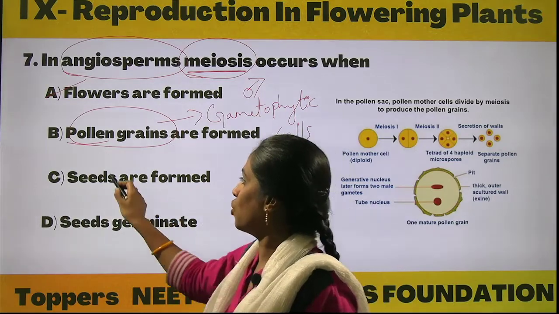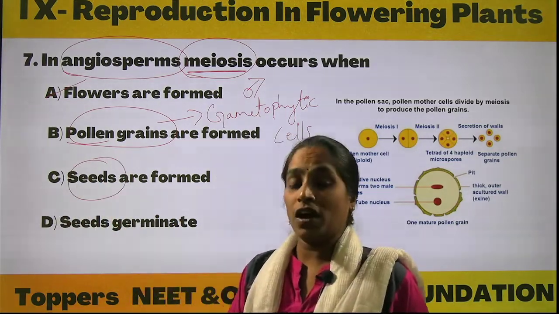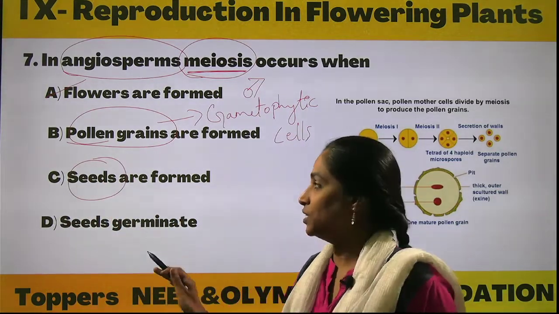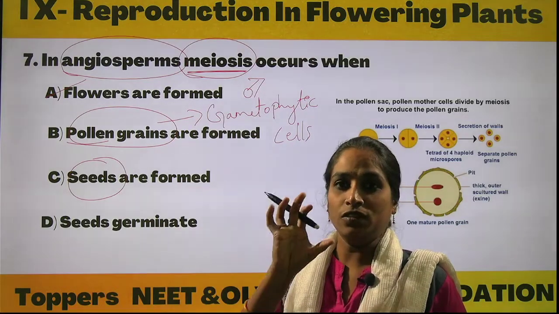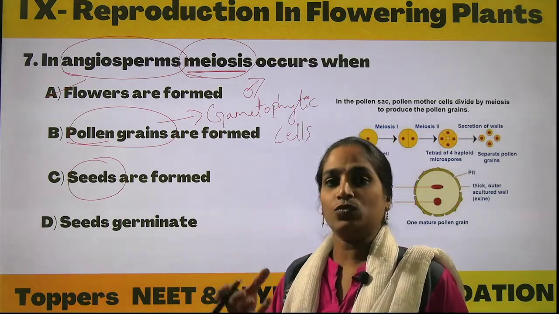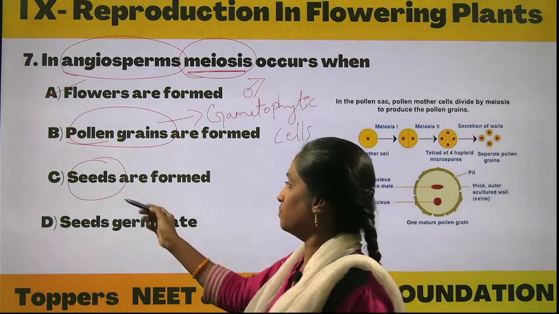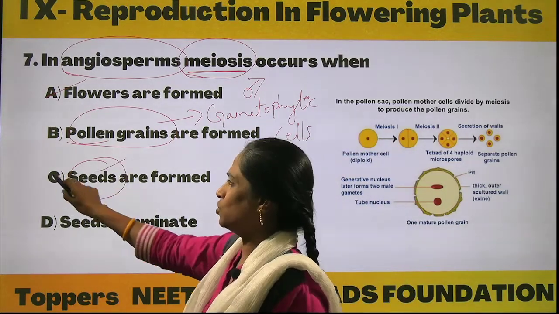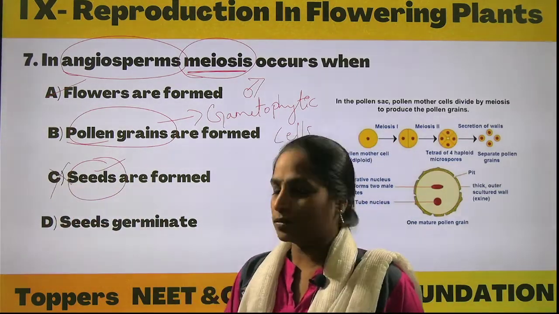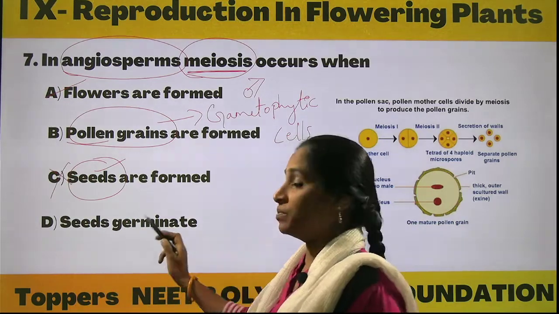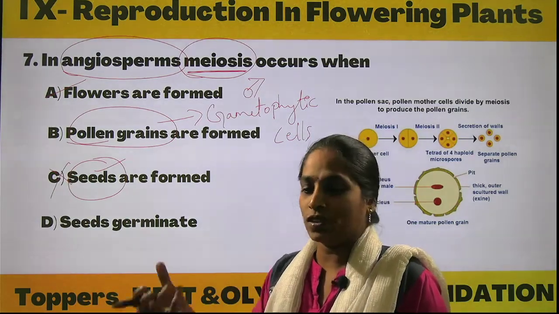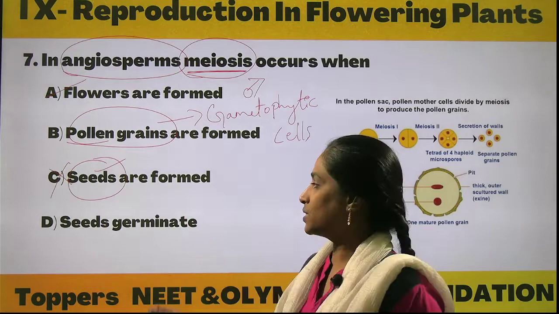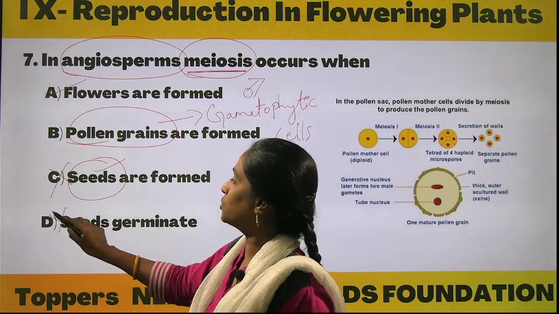Seeds are formed. What are seeds? Seeds are formed after the complete finishing of the fertilization process, and the fruit forms and the seeds will be forming. After fertilization we can observe the seeds being formed. So this option will be wrong. And seed germination means that the seed can be sown in the soil. It's a completely different option, right?